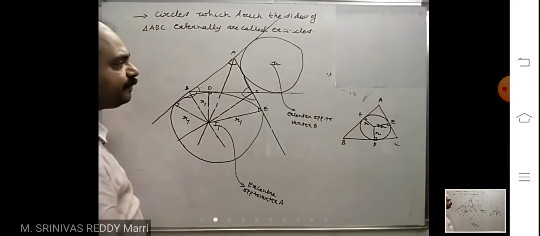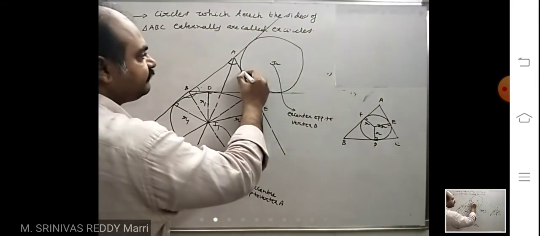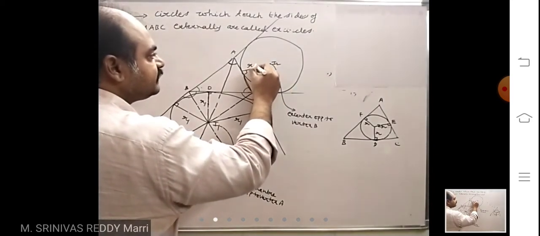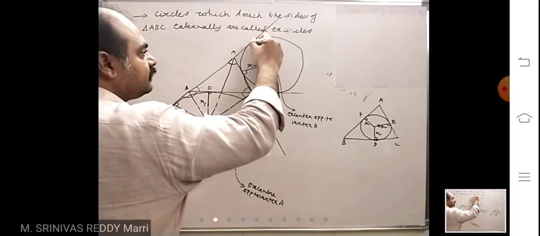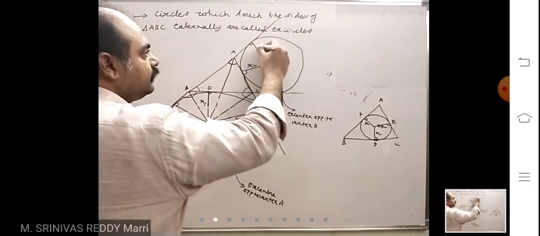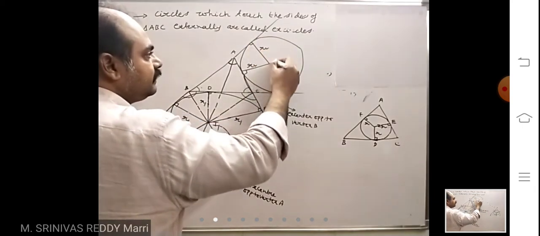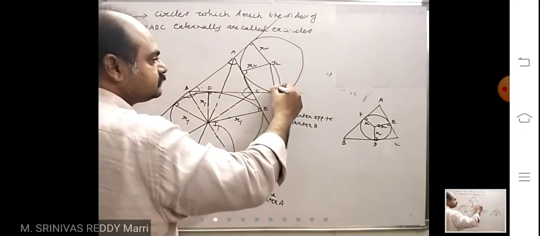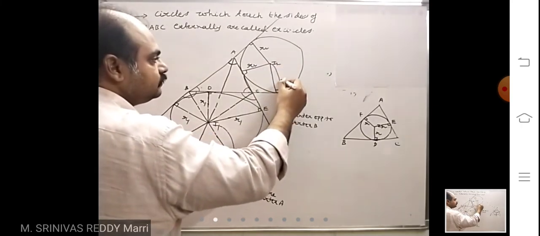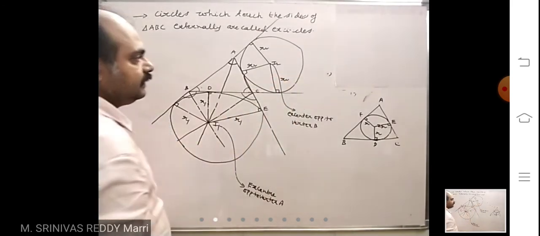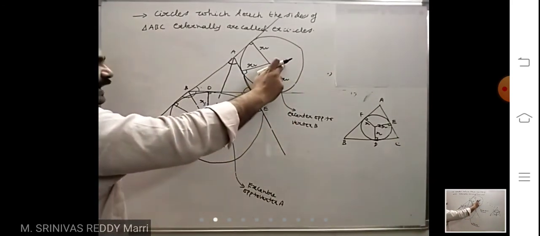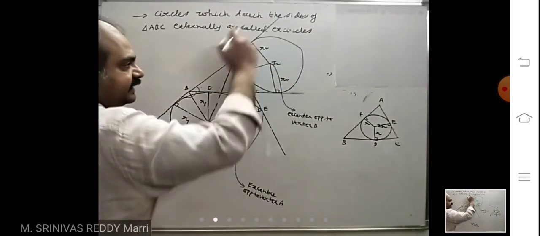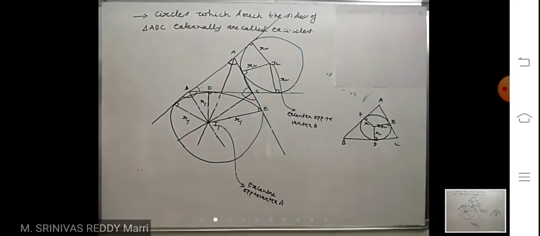And this will also be equidistant from the sides. Look at it, this distance is the radius of this circle. It is denoted by R2. This distance is R2. That means this is the exradius opposite to vertex B. R2 is called the exradius opposite to vertex B.